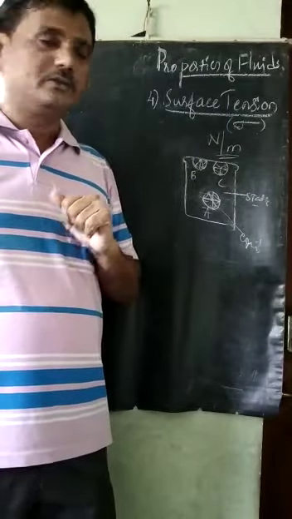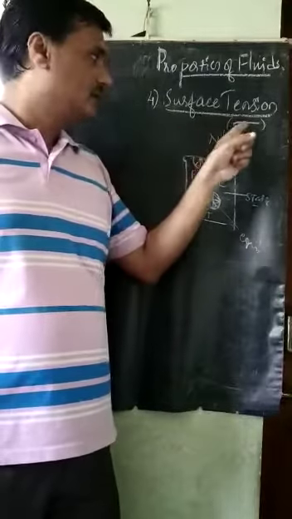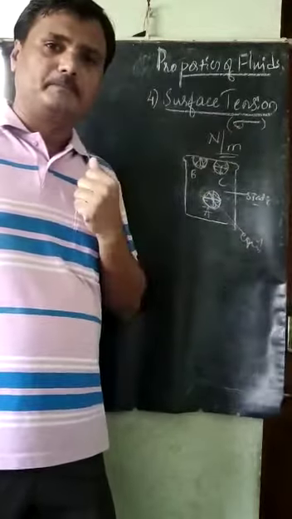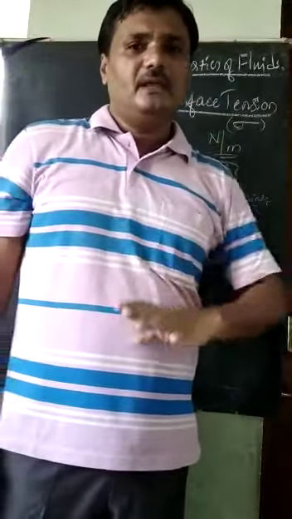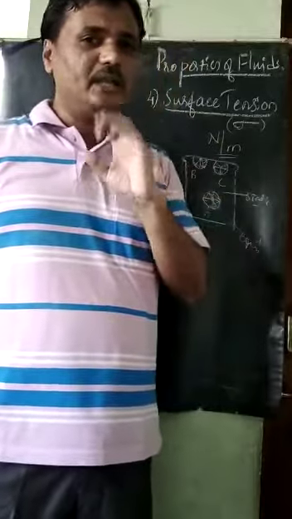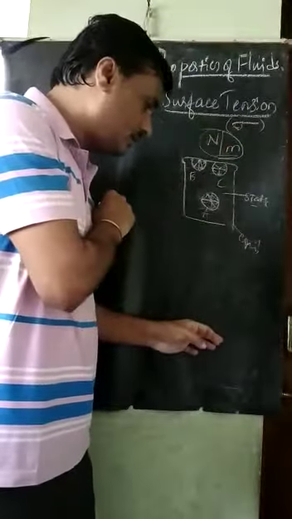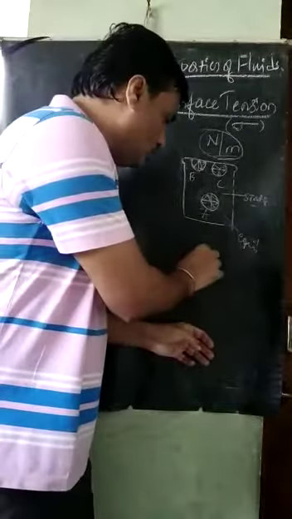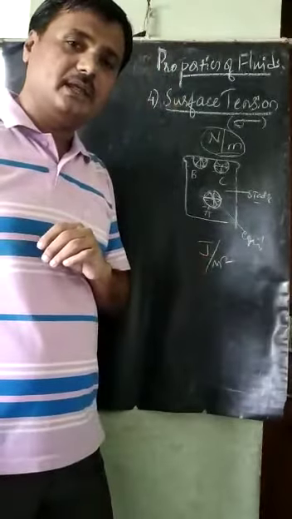That surface tension is denoted by sigma. The unit of this is Newton per meter. This surface tension is nothing but the energy per unit area. This Newton per meter is nothing but energy per unit area. How is this? Energy means what? Joule. So joule divided by area, energy per unit area.